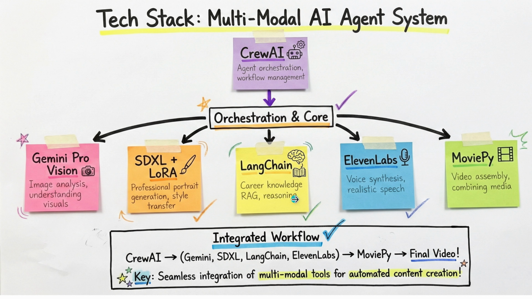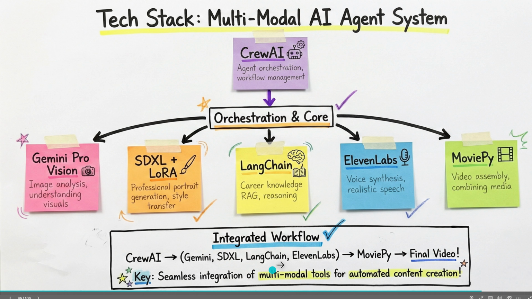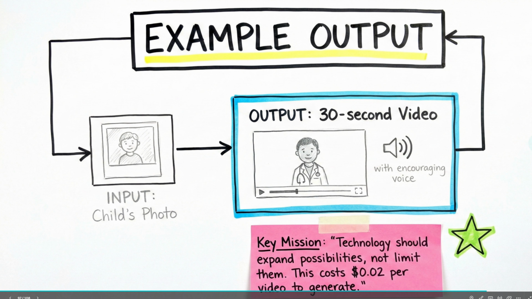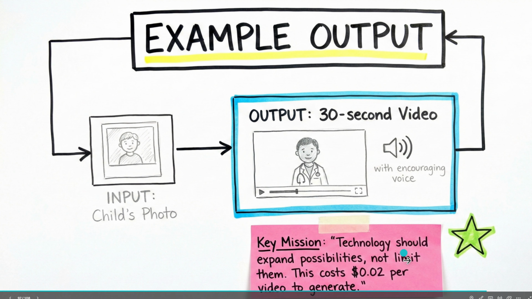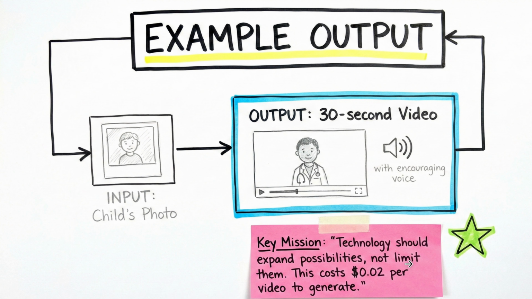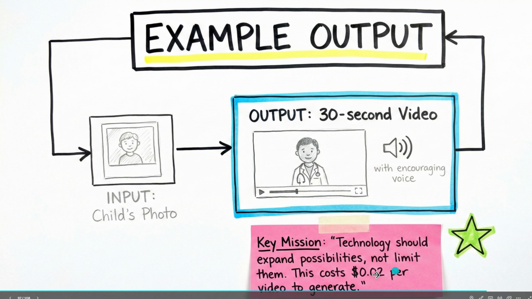Then we can use, for example, LangChain for building the RAG, so we can combine two of the frameworks, with ElevenLabs for voice generation. We can use MoviePy for video assembly and combining the media. And we can generate a multimodal tool which should look like this: you get the child's photo and then output a 30-second video that tells the child what they can become. The key mission is that technology should expand possibilities, not limit them. So the cost of this could be really, really low.